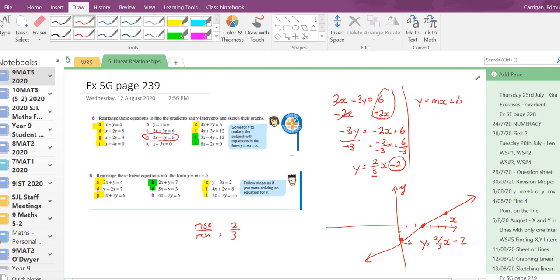In this set of problems up here in question 8, you've been asked to rearrange them to find the gradients and y-intercepts and sketch their graphs. In question 6 underneath, you just have to rearrange them into the form y equals mx plus b. Have a go at these, have a couple of goes at watching this video if you want, and ask me if you've got any questions.